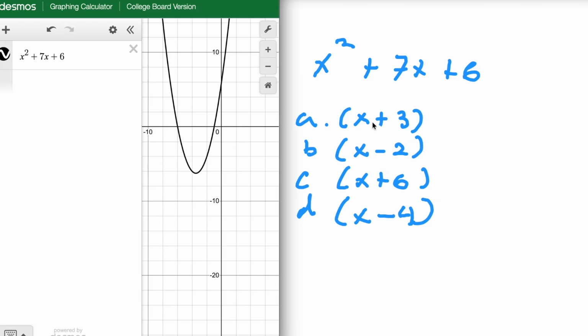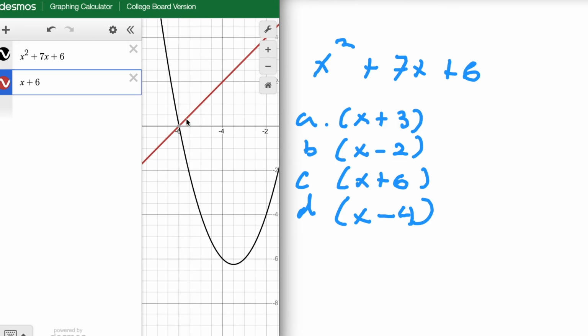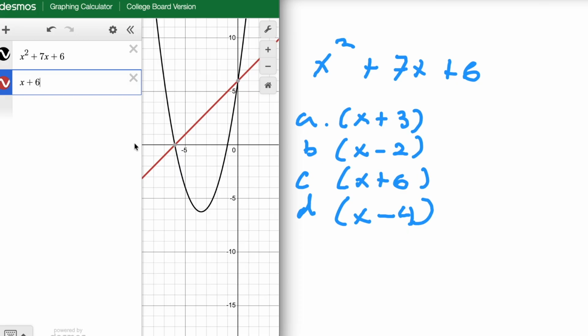And what these factors do is, they will intersect at the x-intercept of this one right here, at the exact same spot. So here, if I plug in x plus 3, it does not intersect right here, or right here. So I know that this is not the correct answer. If I do x minus 2, once again, it does not intersect at the exact same points. So that's not the answer. Here, if I do x plus 6, it intersects at the exact point, right here. So this would be the answer in this particular case. And then just to double check, you would put x minus 4 and see that that one is also not right. So the answer there would be C.